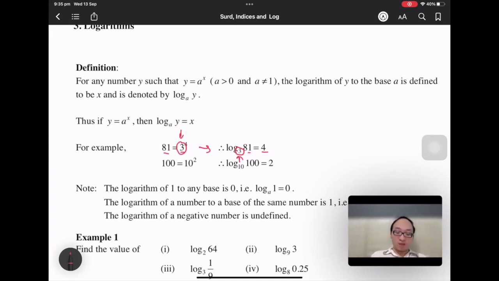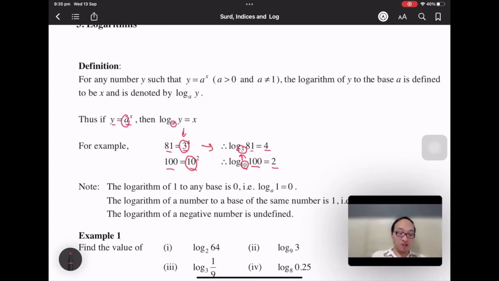Another example, 10 squared equals 100. So the base is 10, so the inverse function will be the log to the base of 10 of the 100 equals 2. So in general, if we have y equals a to the power of x, a is the base, so we can do the inverse using the log to the base of a, y equals x. x is the index. So we use the logarithm to find the index, to find the power.